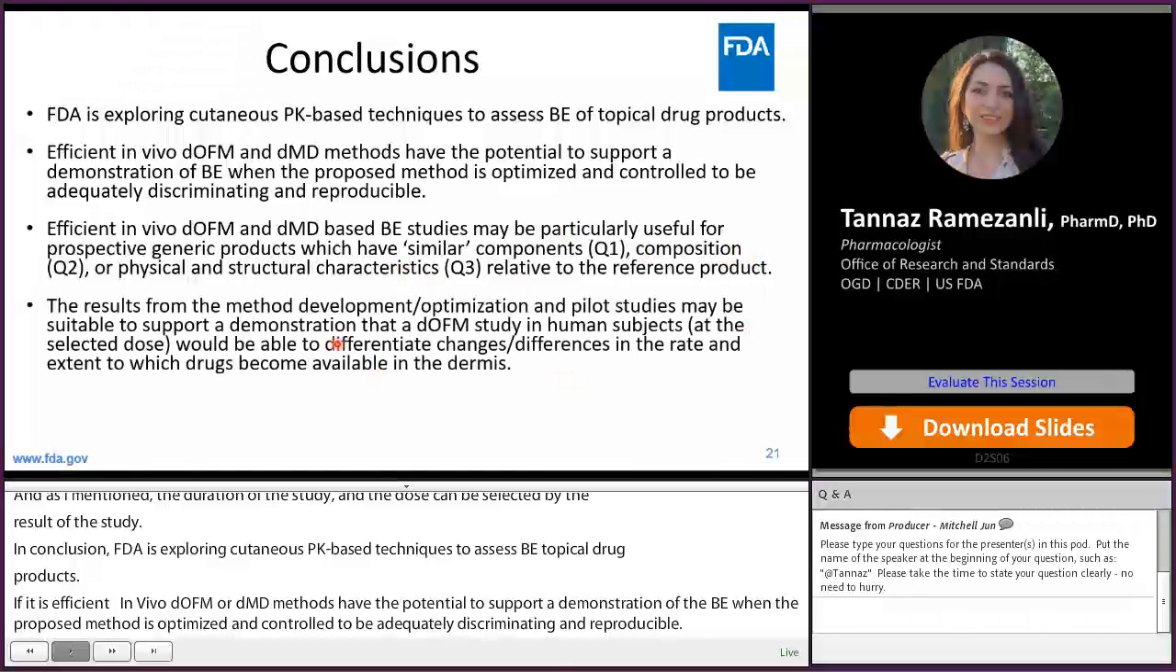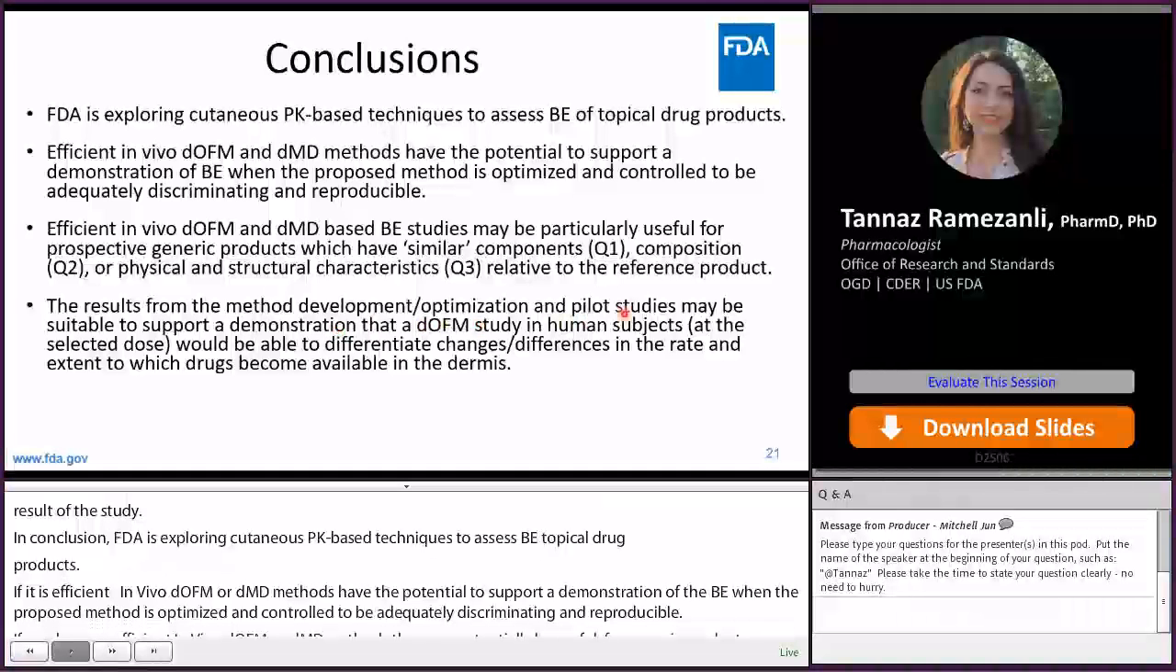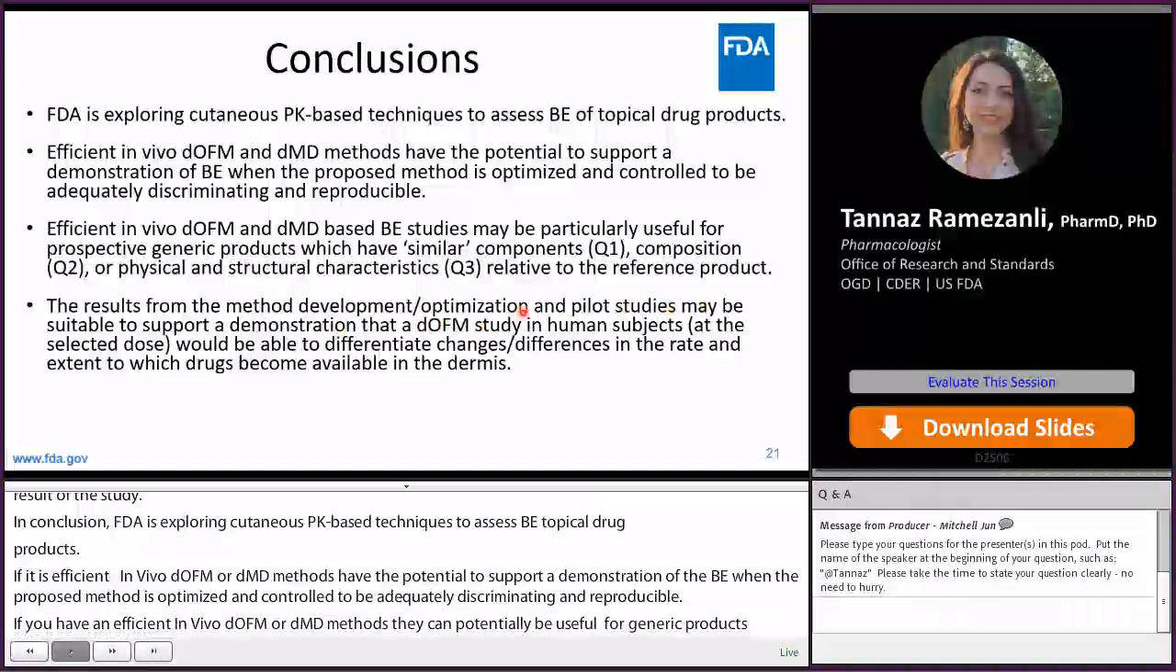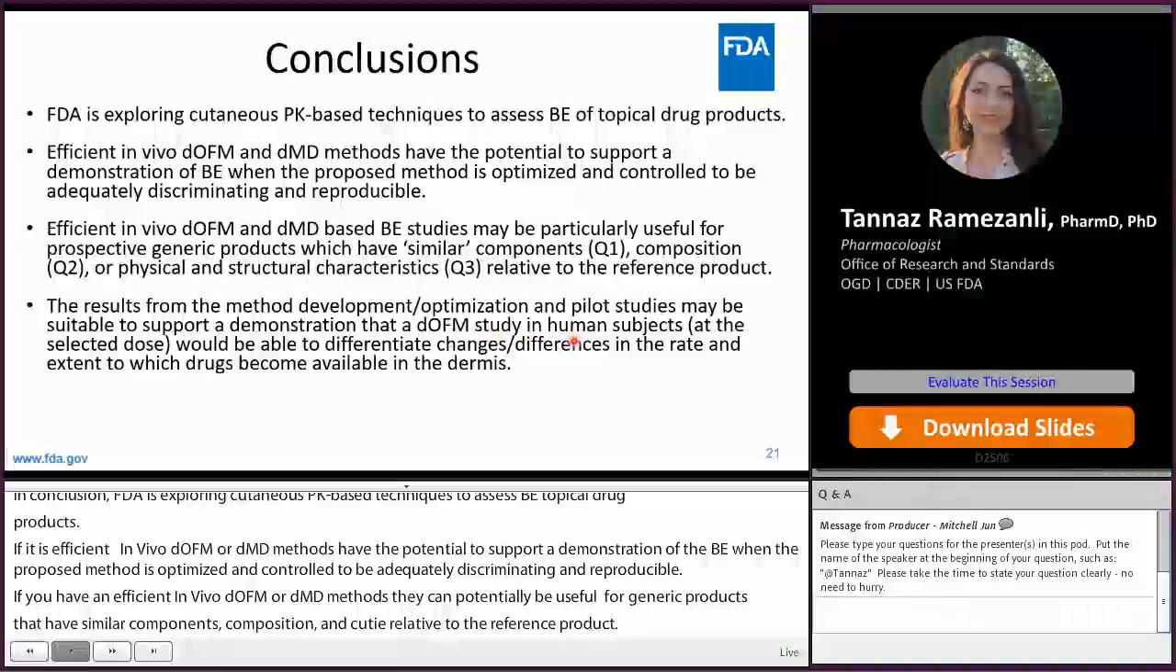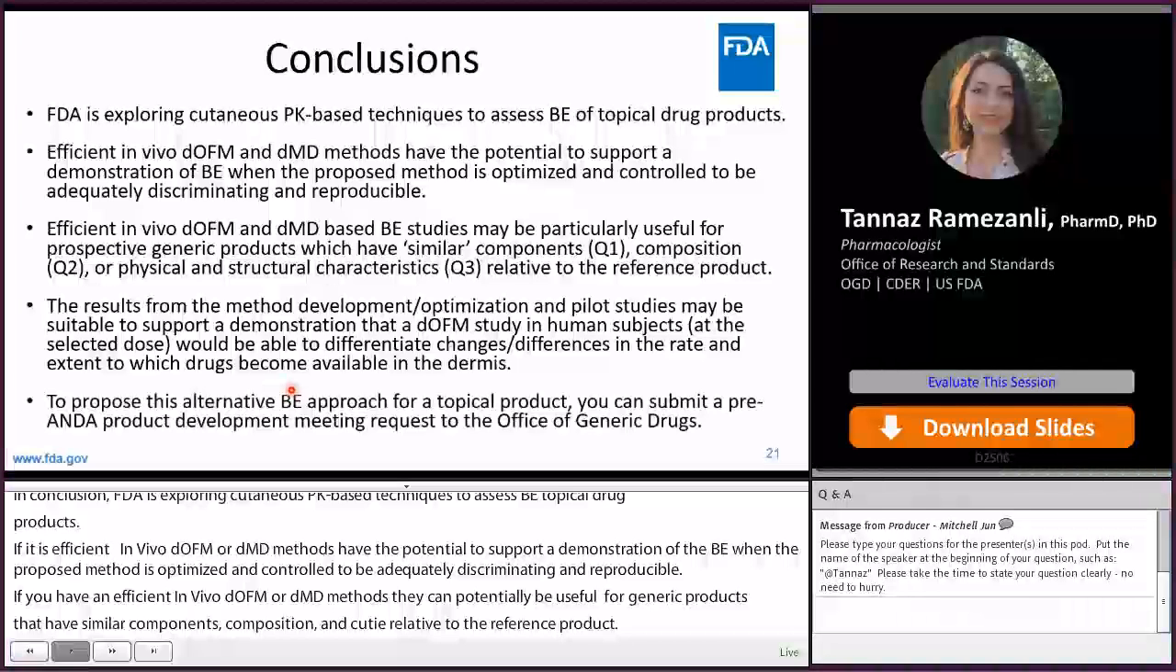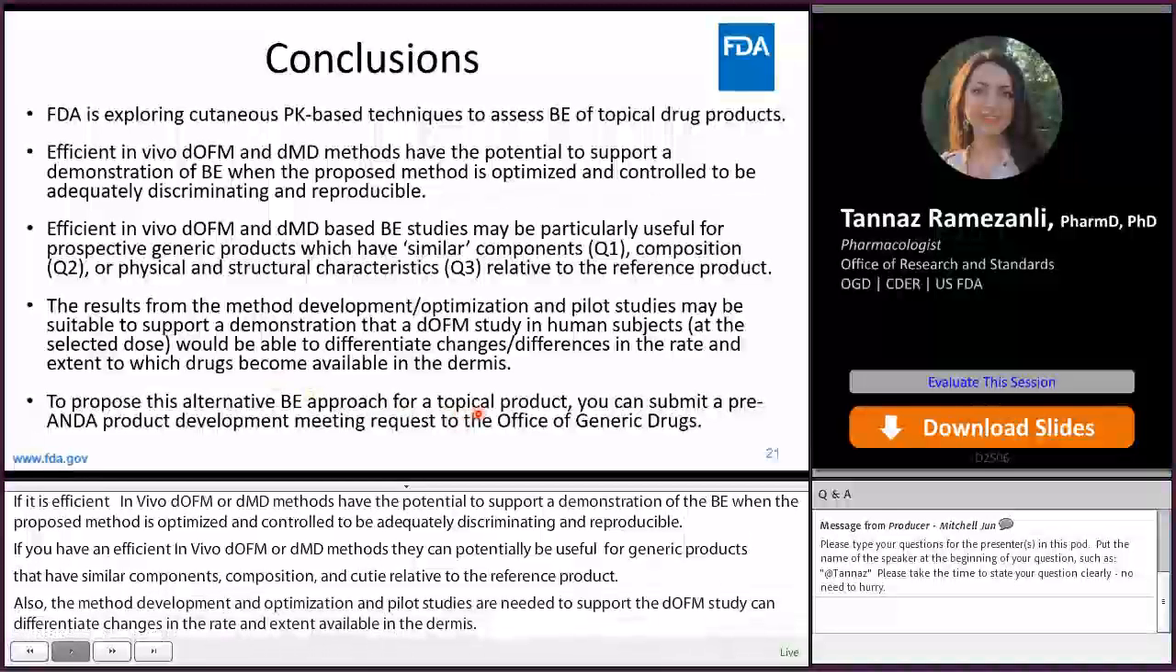Also, the method development and optimization and pilot studies are needed to support that the DOFM study or the DMD study can differentiate changes or differences in the rate and extent of drug bioavailability in the dermis. And if you, as a generic applicant, want to propose any of these techniques as an alternative BE approach for a topical drug product, you can submit a pre-ANDA product development meeting request to the Office of Generic Drugs.